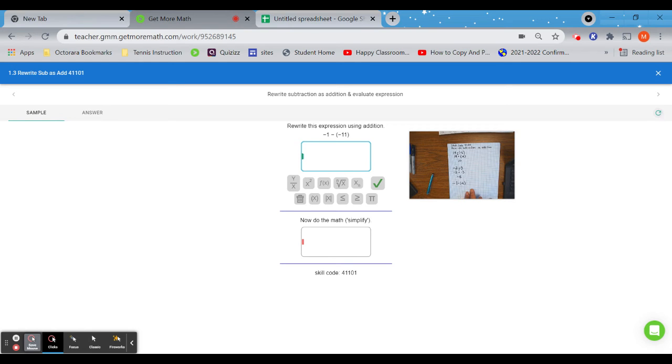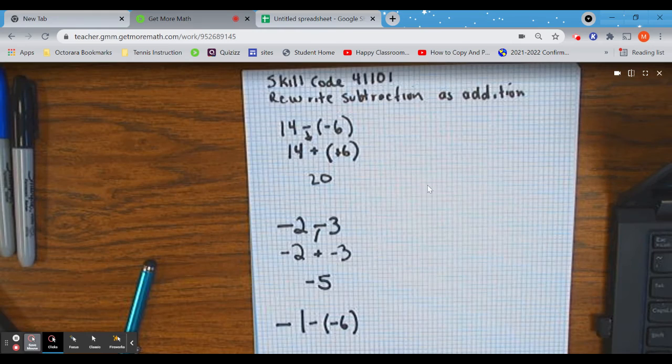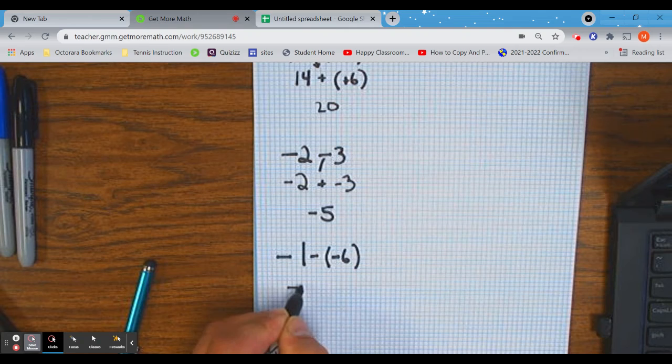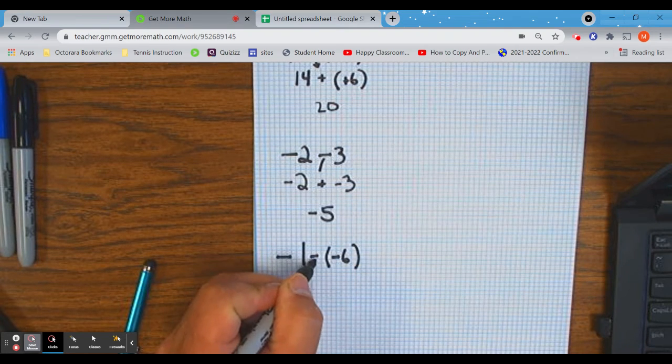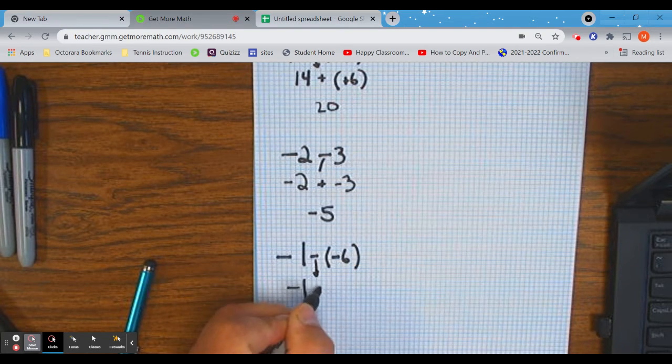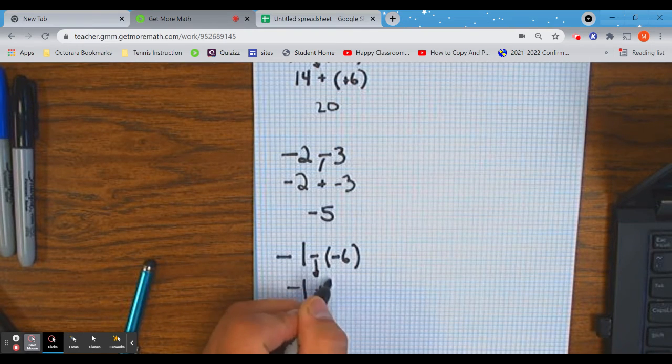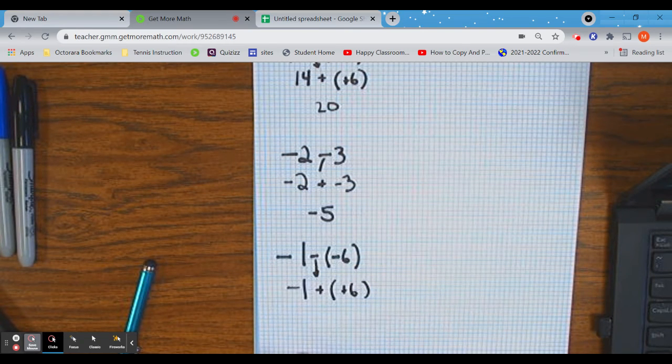Okay, here we have an example of one. It's a negative number minus a negative number. You can see the difference here. I have a negative in front. So that problem is like this right here. I have a negative number. So to rewrite it as addition, that's unchanged. This minus sign becomes addition. Then I add the opposite. So the opposite of negative 6 is positive 6. So I would type in negative 1 plus 6.